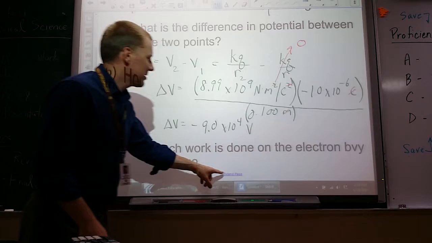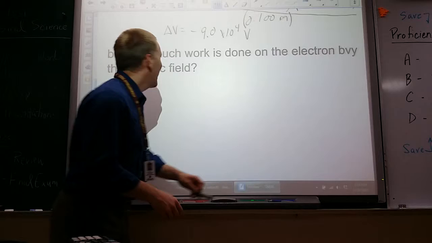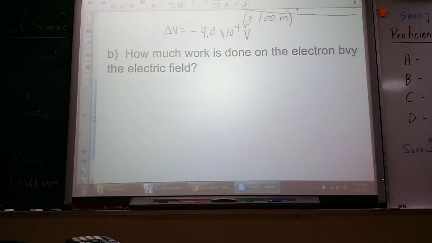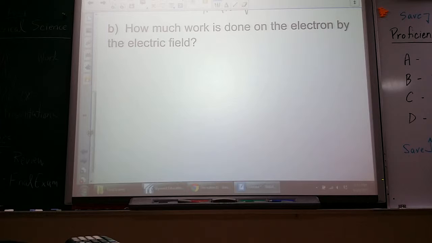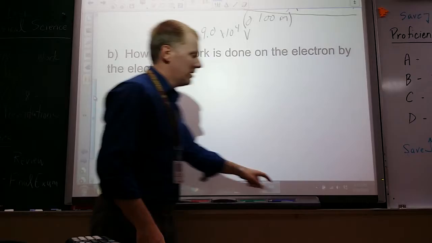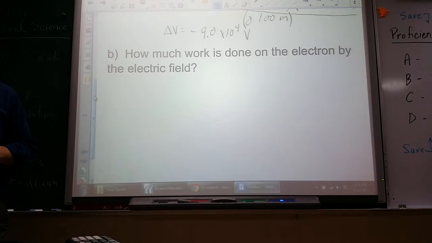Follow-up question here. How much work is done on the electron by the electric field? So as you move, how much work is done on the electron? What's that? I didn't get that number. Okay. Did you make it negative? I'll let you decide for this time. Yes, it started extremely far away. So there is a distinction to make on this. I am not going to try and trick you in any way on the test about which one is which. The distinction is a positive or negative sign.